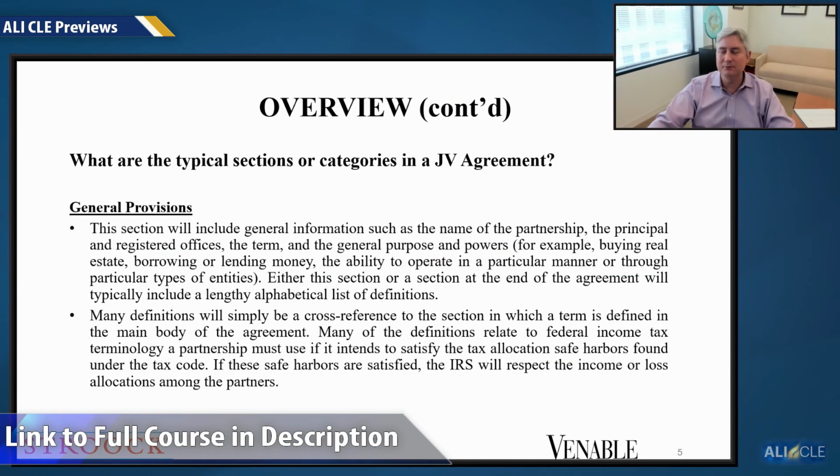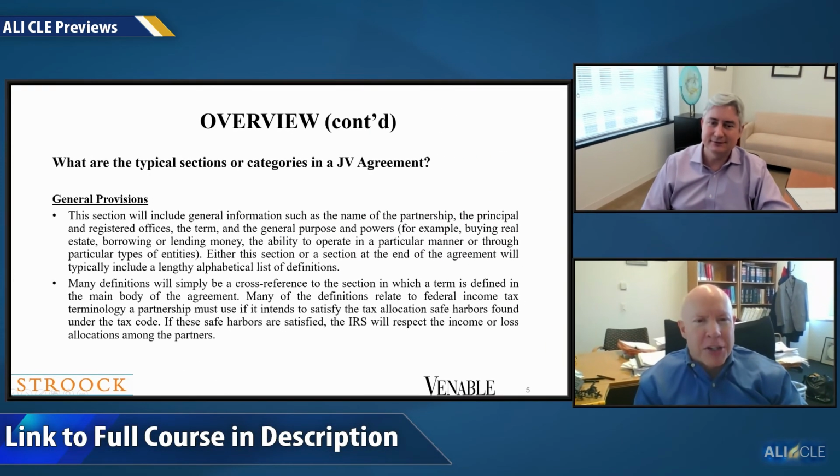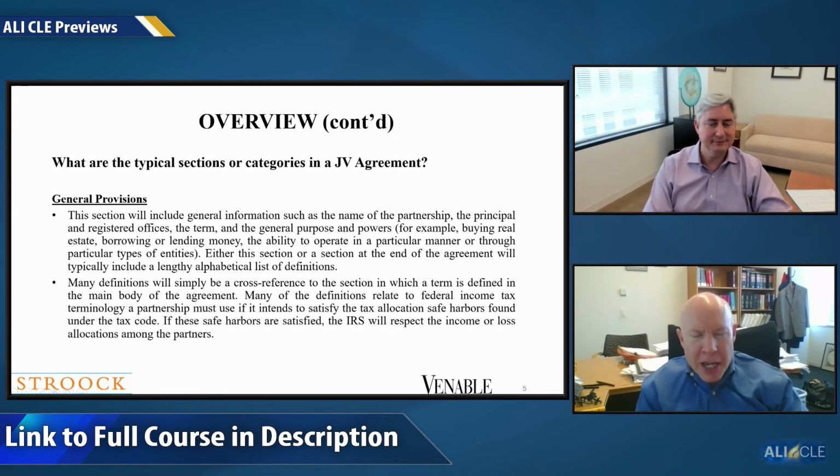The next section is really getting into the administrative detail: the name, the offices, the term, purposes and powers. It's often extremely broad, but at least it gives you an insight into what's going on. Now, theoretically, we would have had a term sheet ahead of time before drafting this joint venture agreement. I don't always see that. Often you don't.